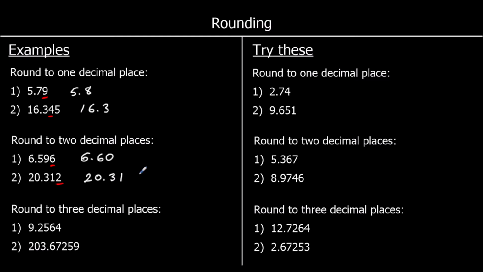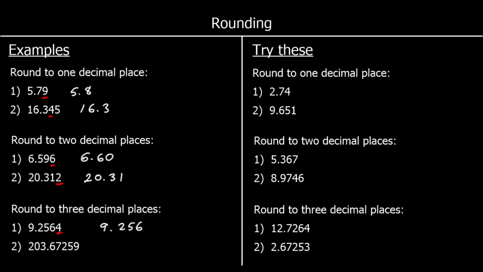And the other 2 examples, we're rounding to 3 decimal places. So we want 3 numbers after the decimal point. So we've got 9.2564. So we want 3 numbers after the decimal point. Then we look at the next one. Is it 5 or above? No, it's not. So we're going to leave it as it is. 9.256.